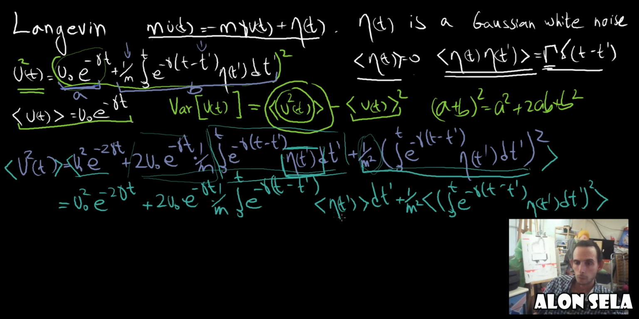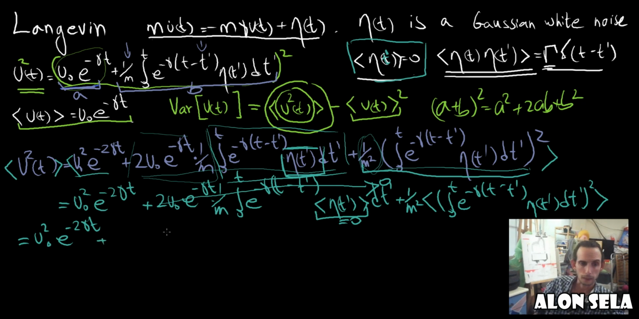Note that by the definition of the Gaussian white noise, the expectation of eta at any time is 0. So instead of t, we can just replace it with t prime if you are getting confused by it. So this thing right here is equal to 0, and therefore this entire product is 0, the entire integral is 0, and this entire expression is 0. So we are left with V naught squared e to the minus 2 gamma t plus 1 over m squared times this thing right here.